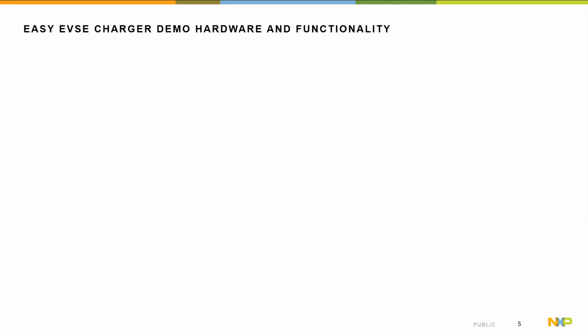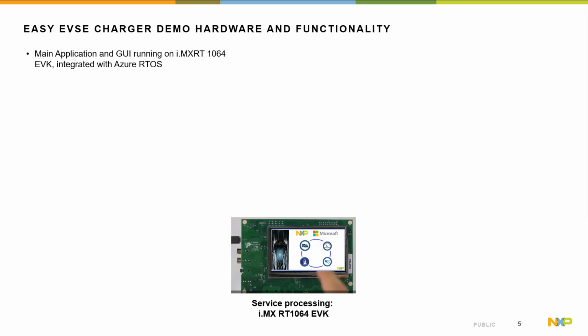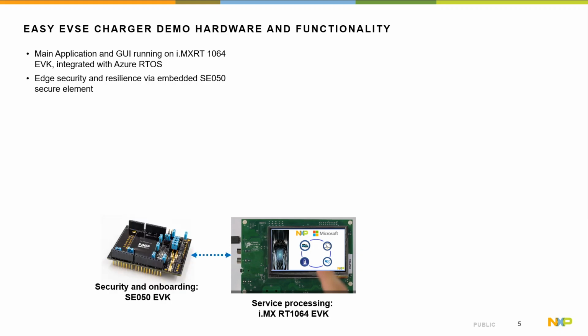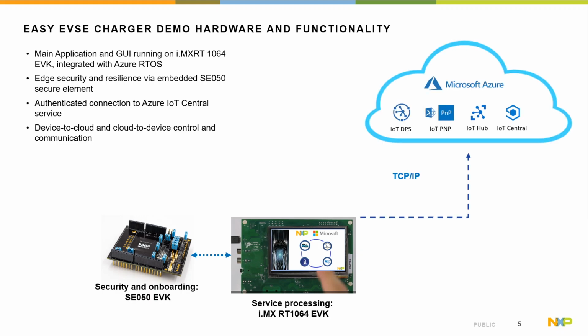So let's take a look at the key hardware blocks and their functionality. At the heart of the system, as I said, is the main application and the GUI, which is running on the i.MX RT1060 or 1064, and that's integrated with the Azure real-time operating system from Microsoft. To that, we've added the SE050, which is adding edge security and resilience in the form of the SE050 secure element. And then we have that authenticated connection to Azure IoT Central.